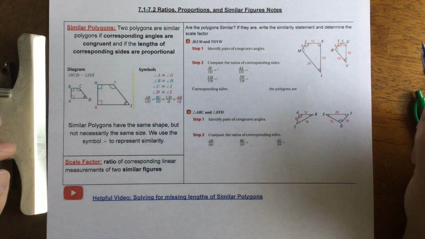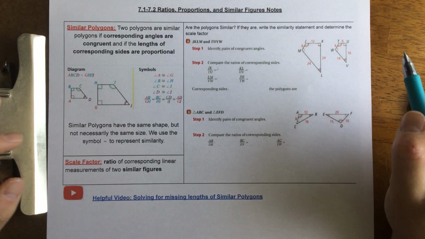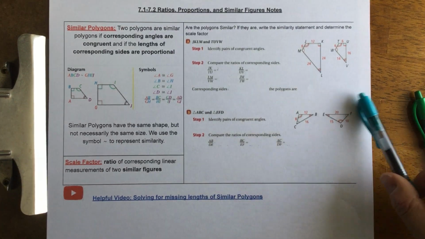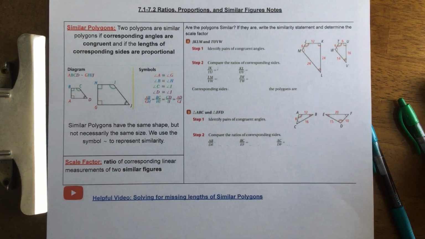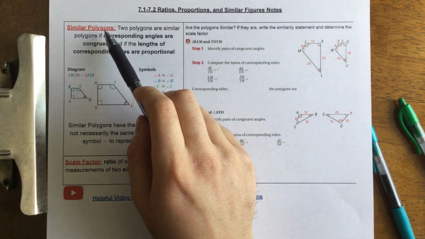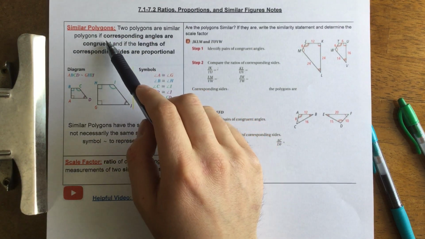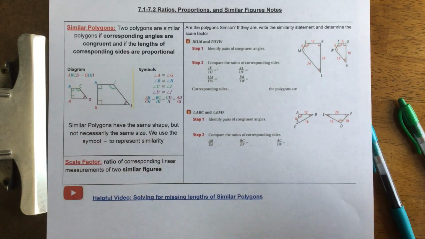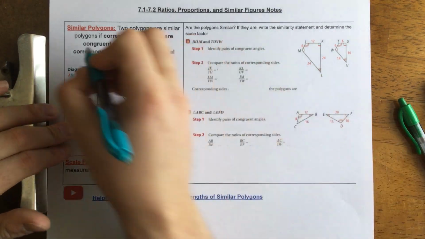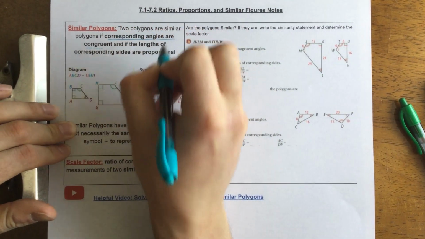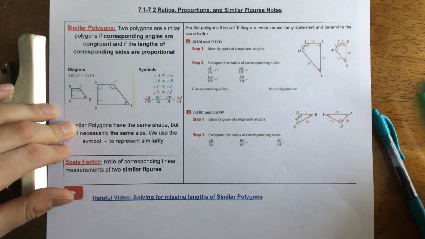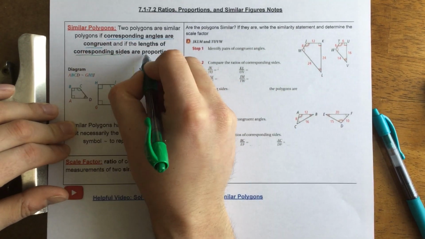Here we are looking at ratios, proportions, and similar figures. This one's going to focus more on the similar figures and the similar polygons. Two polygons are similar if corresponding angles are congruent. So that's a big one right there. Corresponding angles must be congruent. And then the lengths of the corresponding sides are proportional.